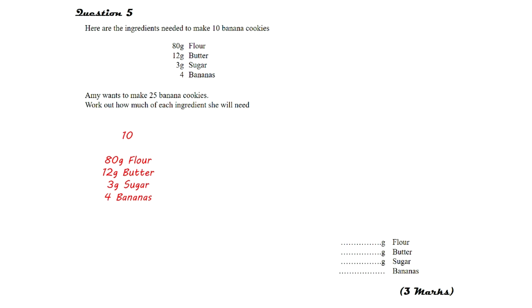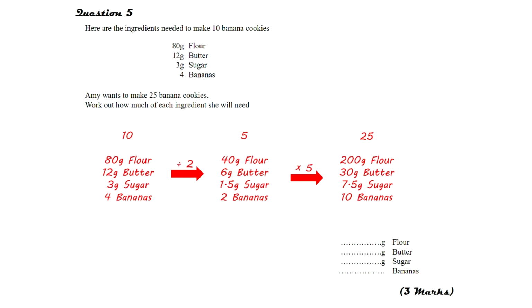So let's start off with writing out the ingredients for 10, and to get to 5 cookies I'm going to divide all of those ingredients by 2, and that gives me 40, 6, 1.5 and 2. Once I've got to 5, I now need to scale it up to 25. So to do that, I'm going to times by 5 and I get my new list of ingredients.